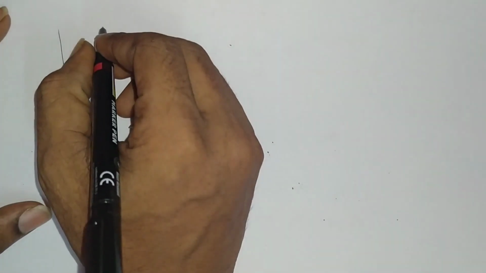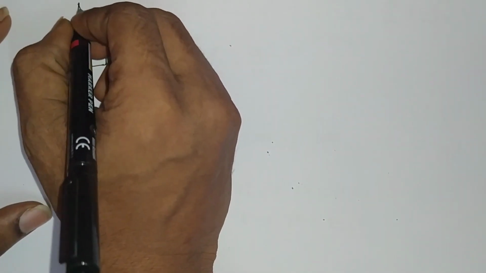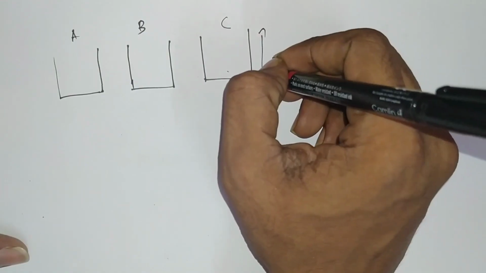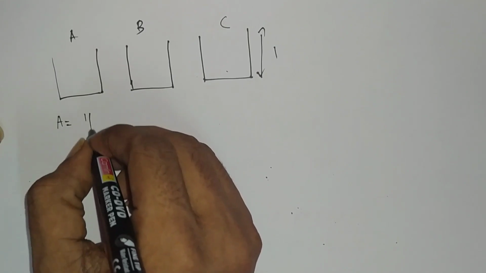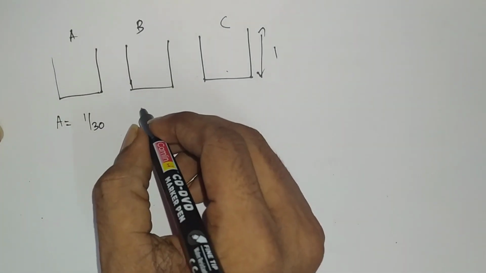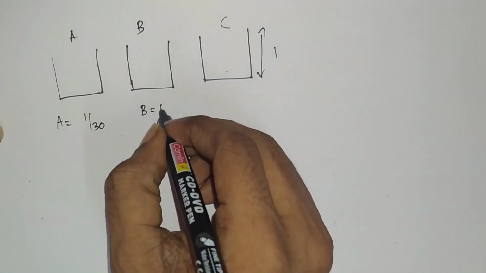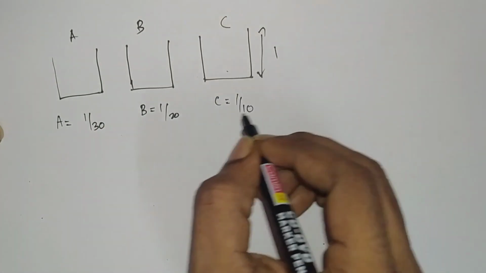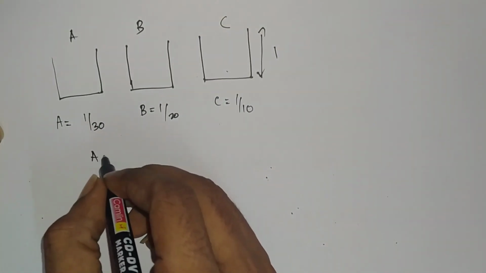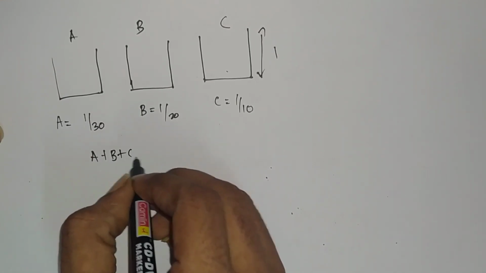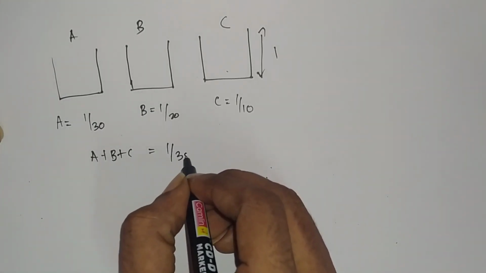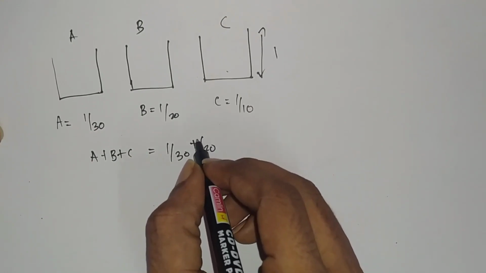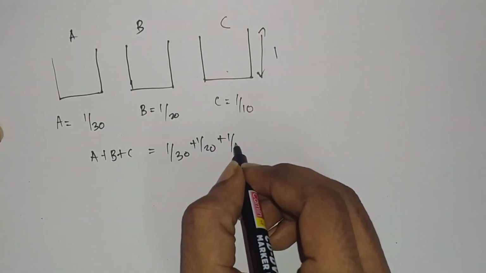From the formula we know A is equal to D by T, where D is 1. So for A, B and C it is going to be A equal to 1 by 30, B equal to 1 by 20 and C equal to 1 by 10. Now the total amount of water filled by A, B and C together is 1 by 30 plus 1 by 20 plus 1 by 10.